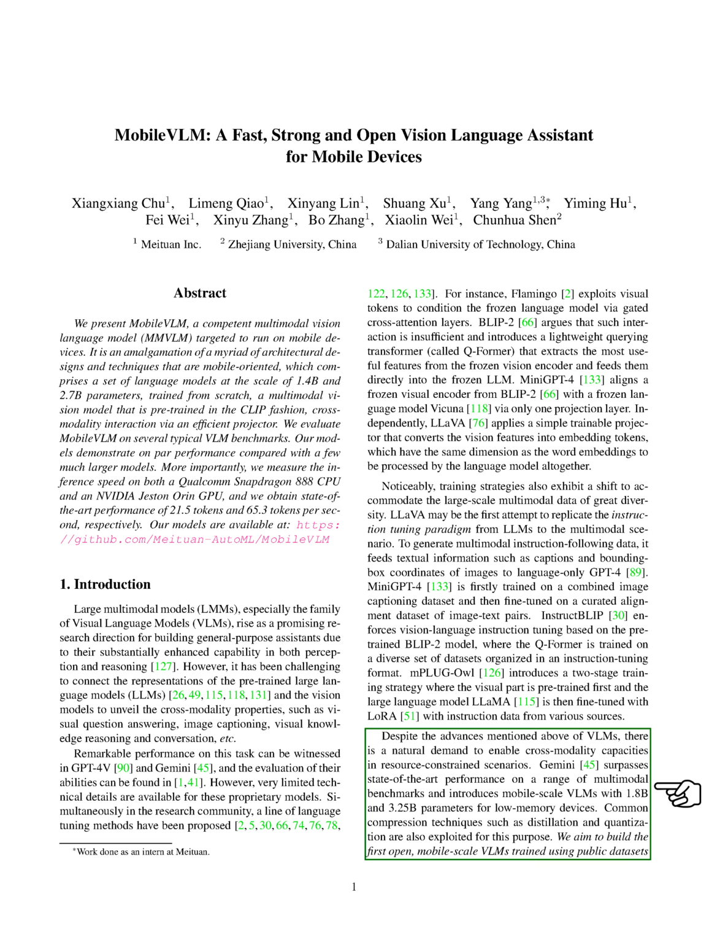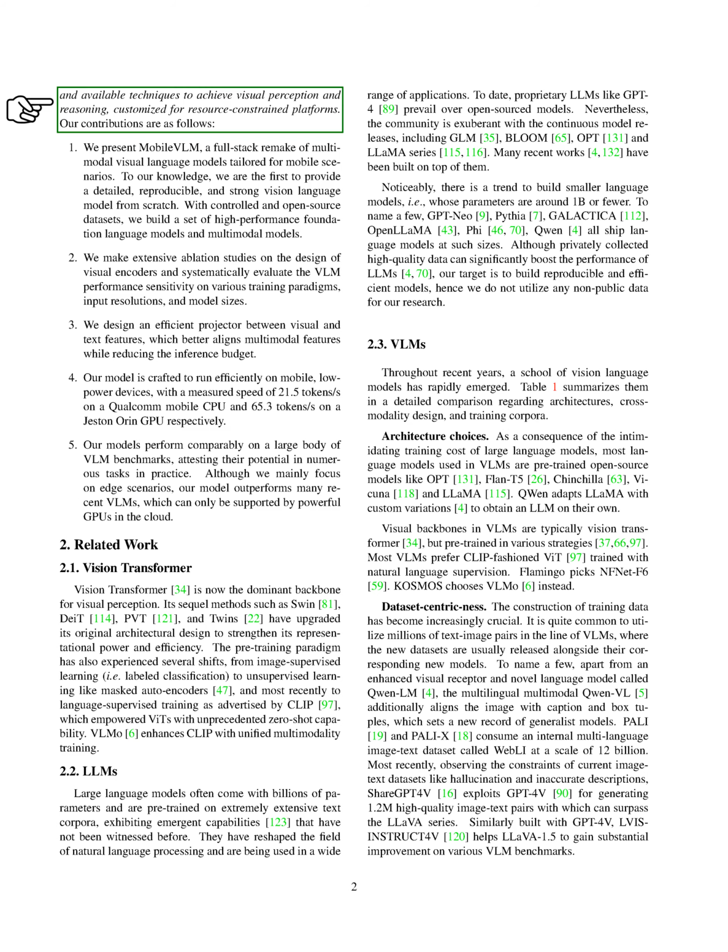Despite these advancements, there's a growing need to enable cross-modality capacities in resource-constrained scenarios. Gemini, for example, has surpassed state-of-the-art performance on a range of multimodal benchmarks and introduced mobile-scale VLMs with 1.8 billion and 3.25 billion parameters for low-memory devices. Our goal is to build the first open, mobile-scale VLMs trained using public datasets and available techniques to achieve visual perception and reasoning, customized for resource-constrained platforms.